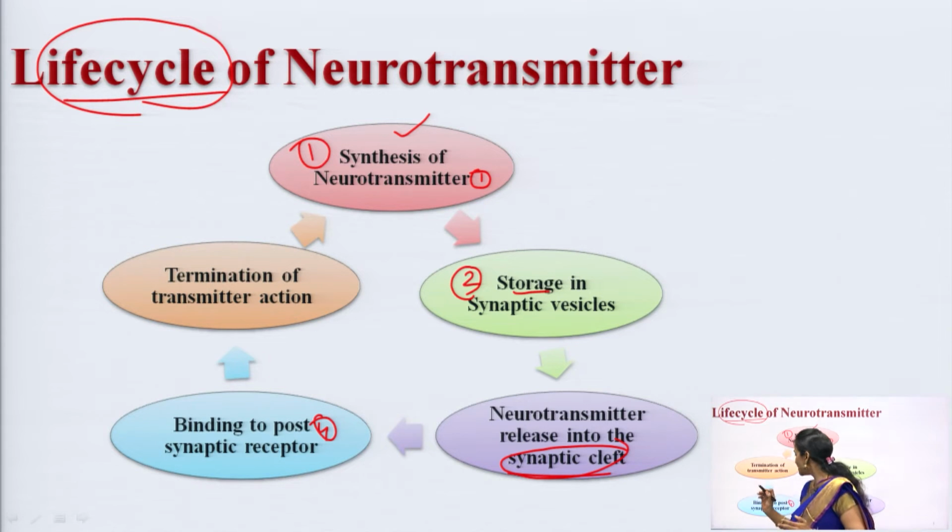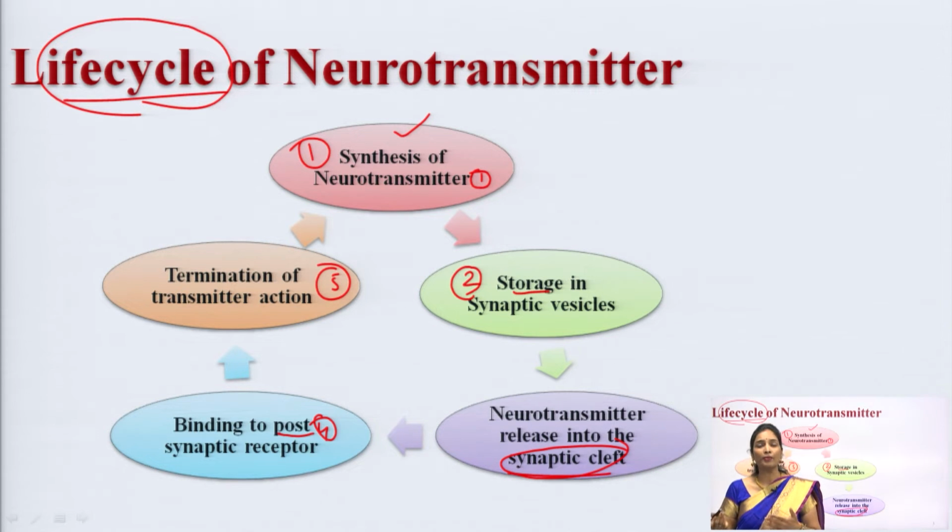In the same way, when it is released into the synaptic cleft, the fourth step is that it will bind to the postsynaptic receptors. When it binds to the postsynaptic receptors, these receptors will elicit the action. The receptor and neurotransmitter complex will be formed, right. The drug and receptor complex will be formed, and this complex will elicit the response. And finally, when it has shown its response, it has to terminate from there. It will be terminated by metabolism by enzymes, or it will be recycled into the presynaptic neuron for further synthesis. So, these are the basic 5 steps of the life cycle of a neurotransmitter.